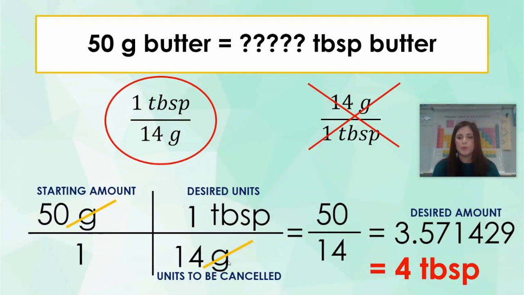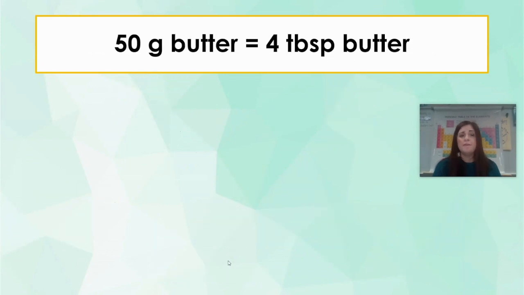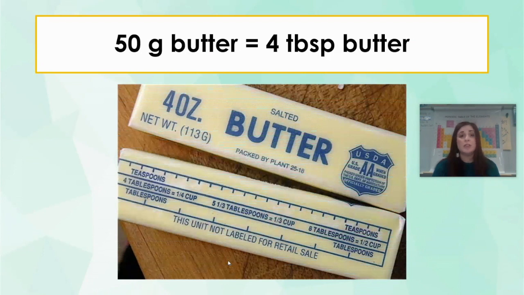So 4 tablespoons of butter. Remember, whatever unit's up top, we're going to bring down and make the unit there. So 50 grams of butter is equivalent to 4 tablespoons. You can also consider how many sticks of butter this is, which we're not going to do that conversion. But if you consider a stick, 1 stick of butter is 8 tablespoons. So if you have 4 tablespoons, clearly that would be half a stick of butter.